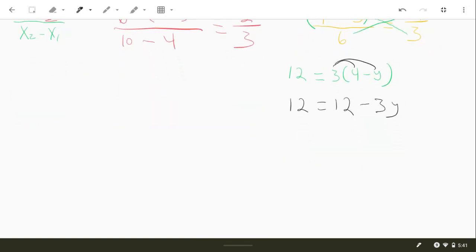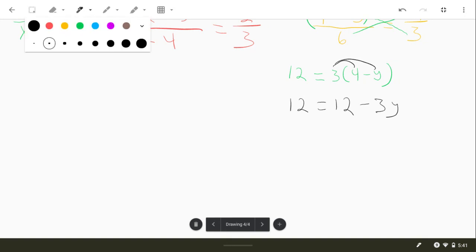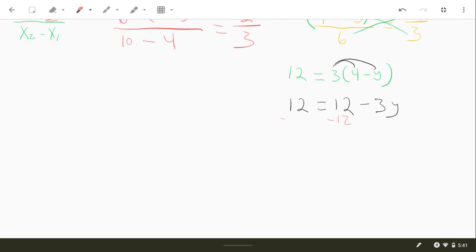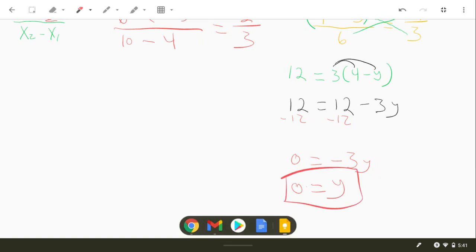Now here, if we subtract 12, subtracting 12, we're going to get 0. 0 is equal to negative 3y. So if you divide by negative 3, you're still going to get 0. 0 is equal to y.